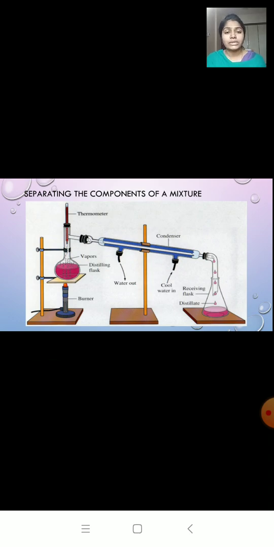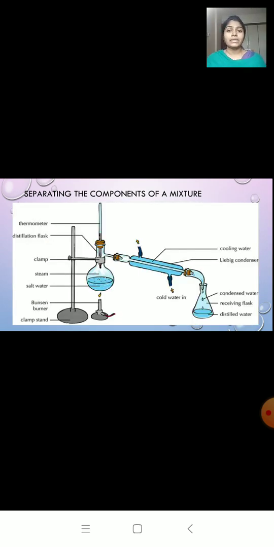This distillation technique is not only used for separating two miscible liquids, but we can also use it for separating a mixture that contains solid in liquid. Like you can say salt water. So salt water is a mixture which contains salt and water. So even salt water can be separated by the distillation method.